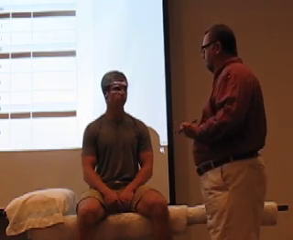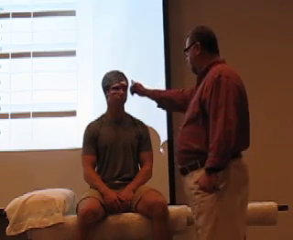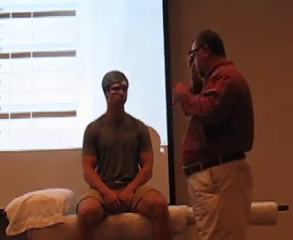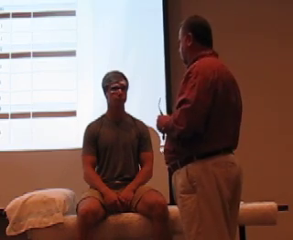Okay, the other thing we're going to look at is the other external parts of the eye, the eyebrows, eyelashes. There's good symmetrical growth, no nodules or anything down below.